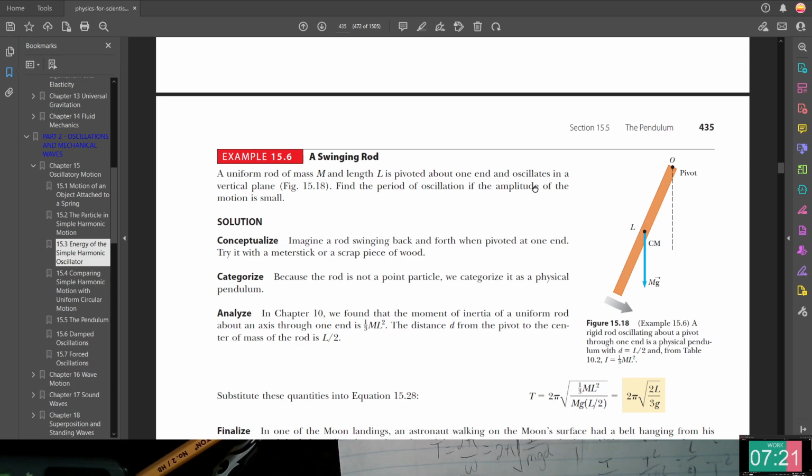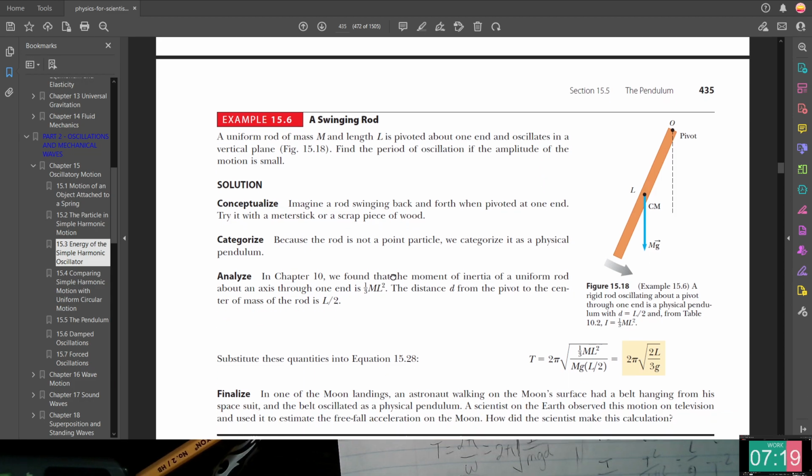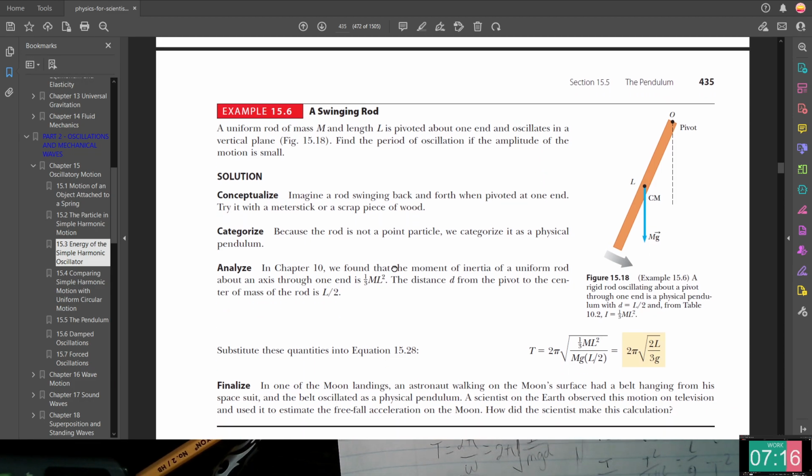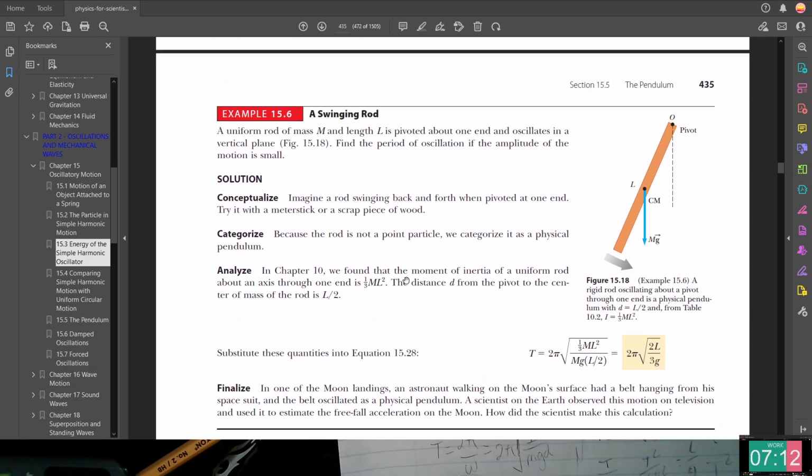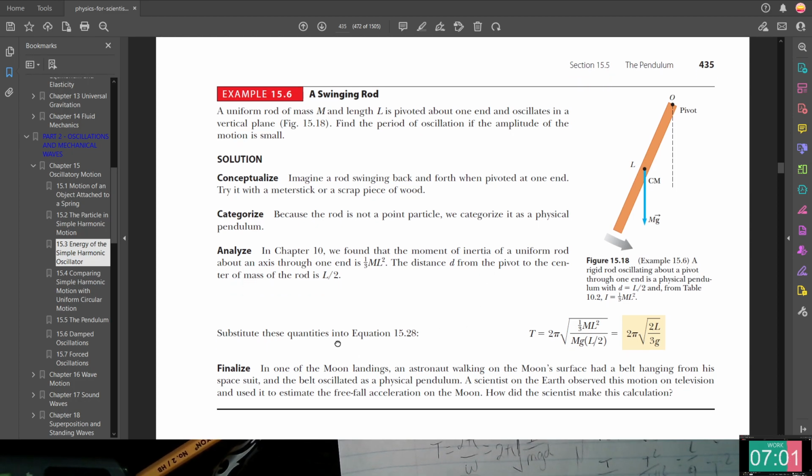Substitute these quantities into the equations. Wow. 2 pi times the square root of 2L over 3g. How did they do that without any numbers?